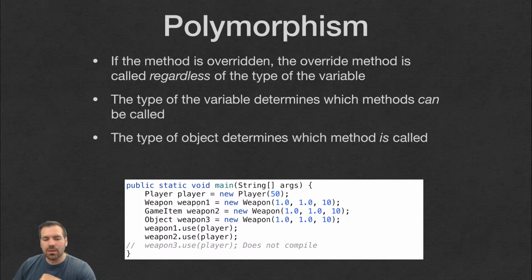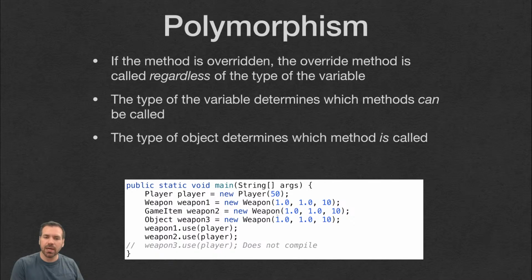So when I call use from weapon 1, it should be pretty clear that it's going to be the weapon method that's called. We've done that a whole bunch of times. But once the variable type does not match the object type, which method is going to be called? And the answer is the same thing. It's still going to be the weapon class's use method that's called. The one that overrode the inherited one is still going to be called, because which method is called only depends on the object type. So what's actually being referred to by that variable.